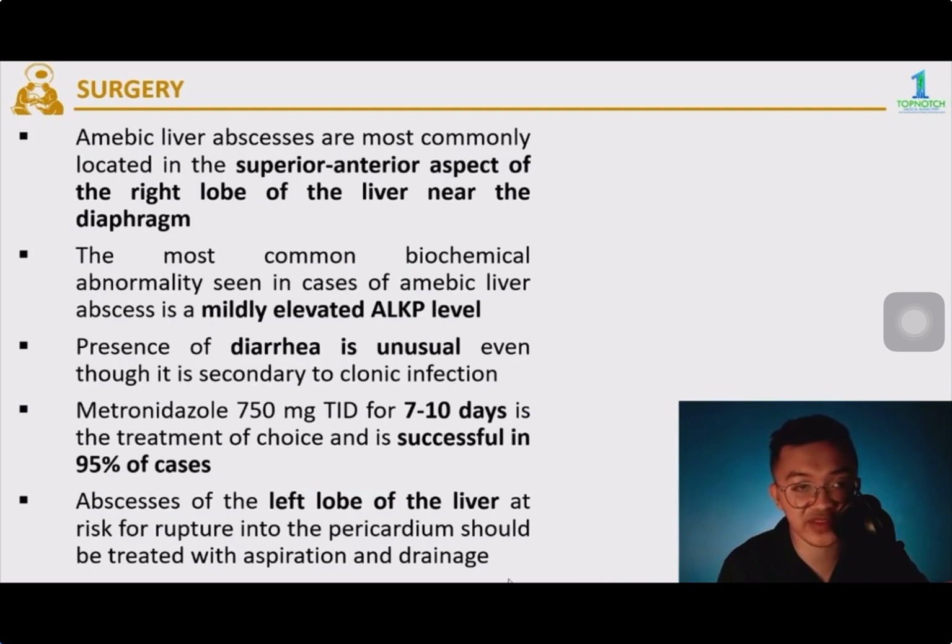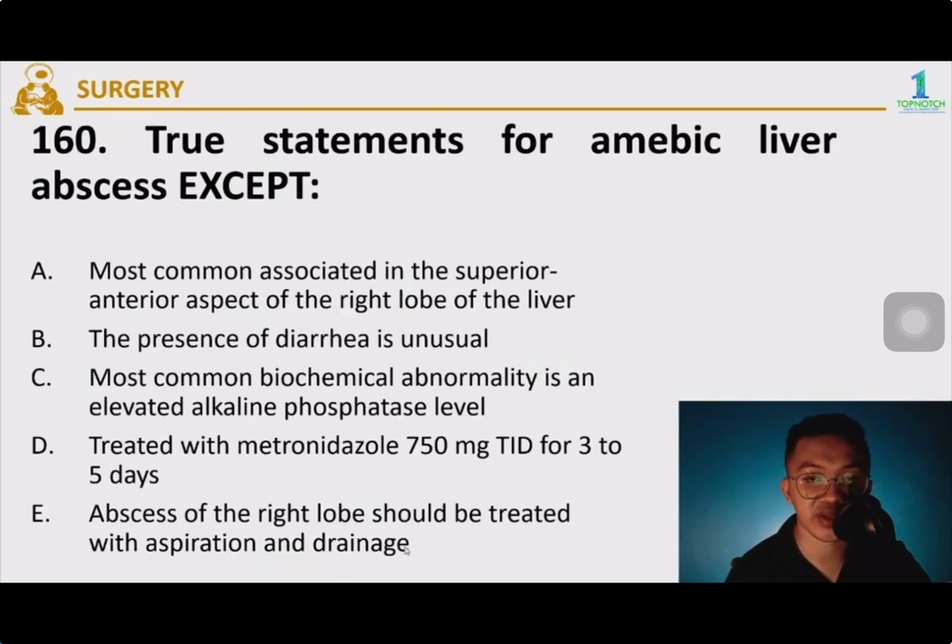The presence of diarrhea, even though this is an amoebic infection, is unusual. Metronidazole for 7 to 10 days is the treatment of choice. And abscesses of the left lobe of the liver should be aspirated or should be treated due to the risk of rupture into the pericardium. So for 160, the incorrect answer is your treatment with metronidazole. It should not only be for 3 to 10 days, but instead for 7 to 10 days or even longer.